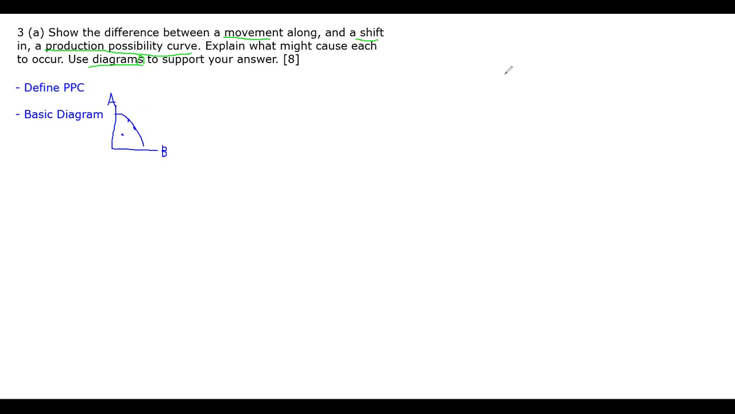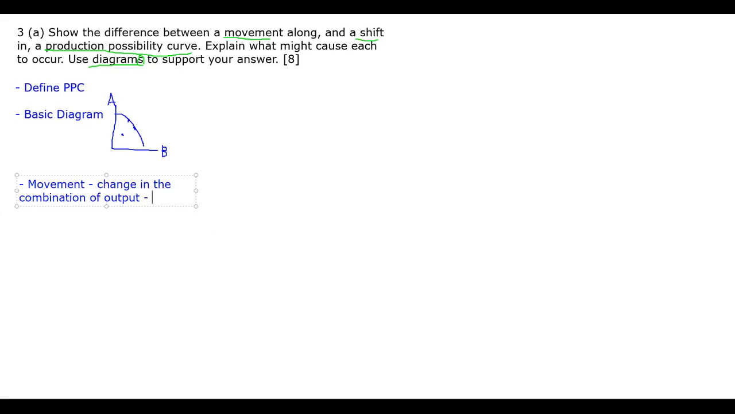First, have a paragraph and a diagram about a movement along and a shift in. So you take a movement. First, explain what it is. It's basically a change in the combination of output that the economy is producing. And before you get to the diagram, you might as well write here: explain what might cause a change to occur.